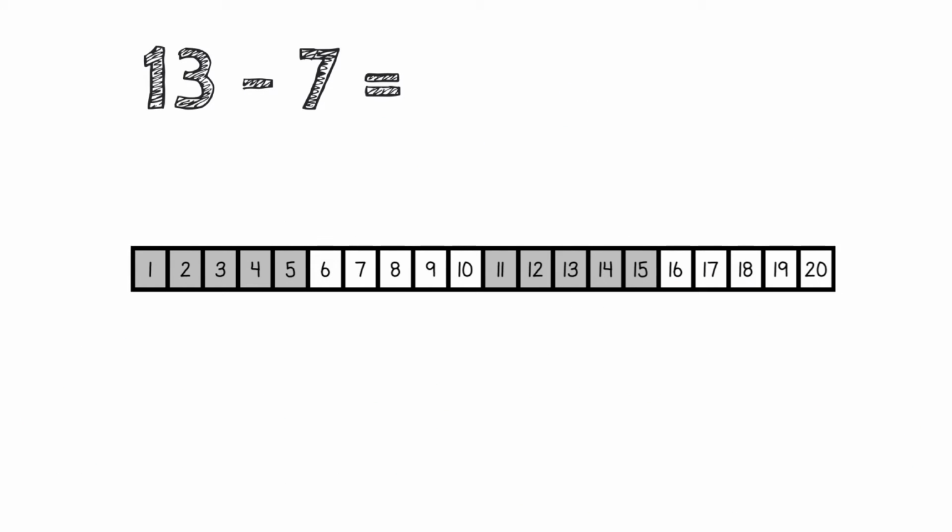Okay, so we have 13 minus 7 here. Now remember, just like when we are counting on, we're going to start with the amount we're taking away from the total group. So here's our total group, 13, but we're going to start with what we're taking away from that group.